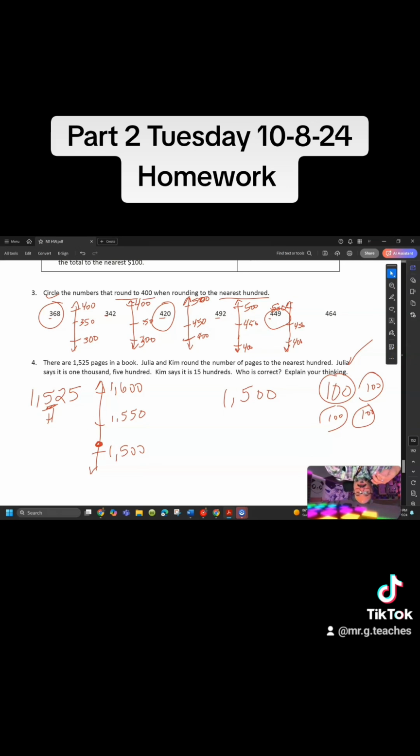So 1, 2, 3, 4. I'm going to do 5. Okay. So 5 is going to be 500. I do another 5. That's going to be 500. I do another 5. That's going to be 500. So that's 5, 10, 15. I add them up and I get 1,500.